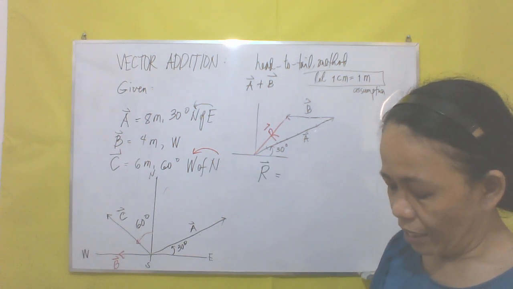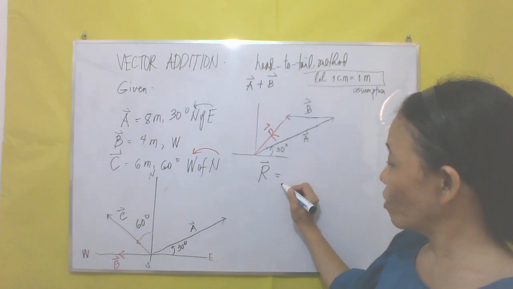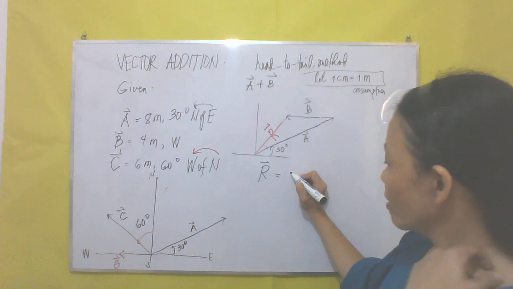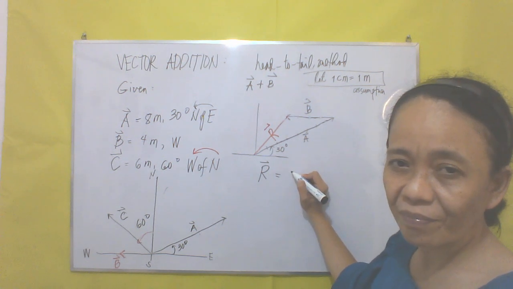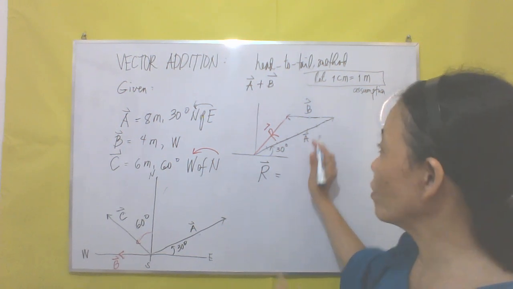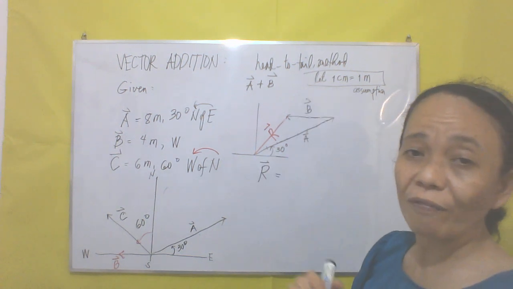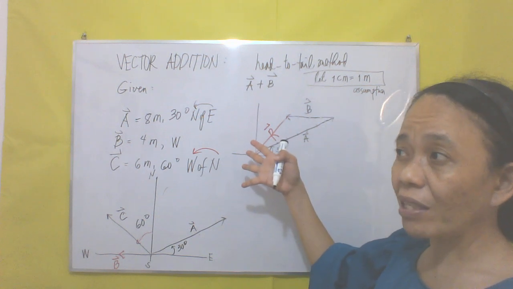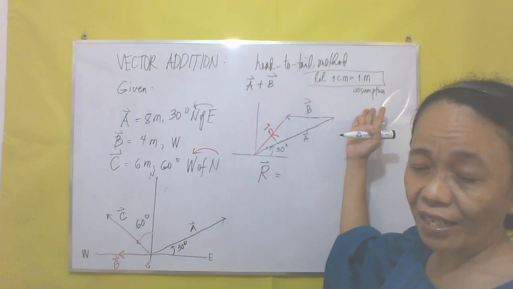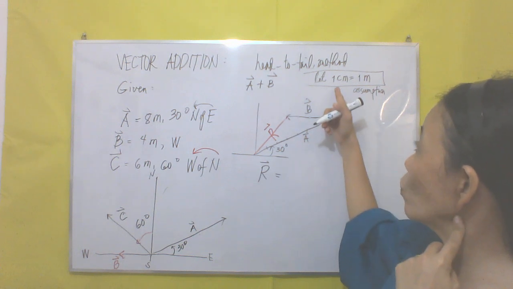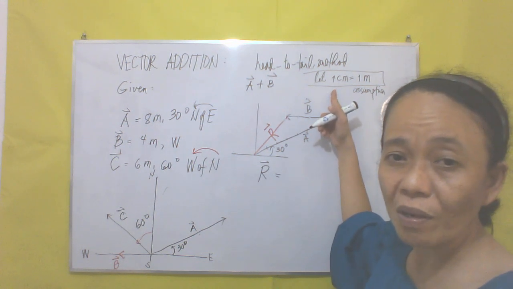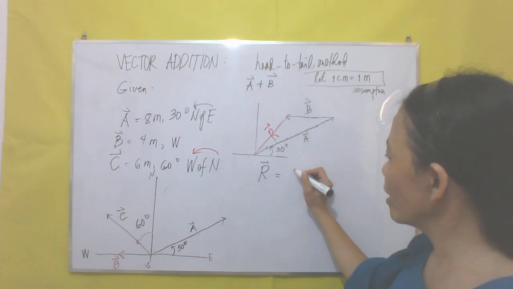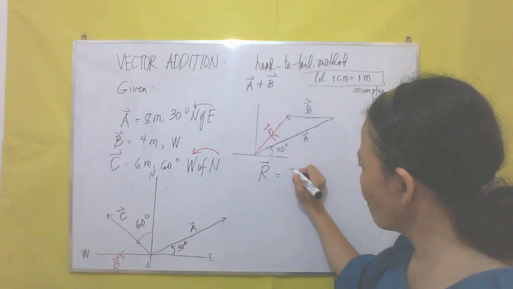Suppose, again, this is only an assumption, that the length of this is 5 scale, or 5 centimeters. Supposing this is 5 centimeters, so therefore 5 centimeters or 5 meters, right? Since we let 1 cm be equal to 1 meter, supposing this is 5 centimeters, that is also equal to 5 meters.